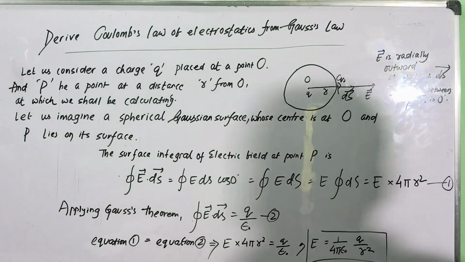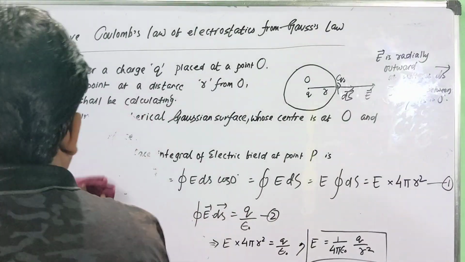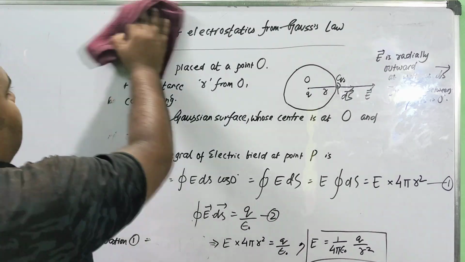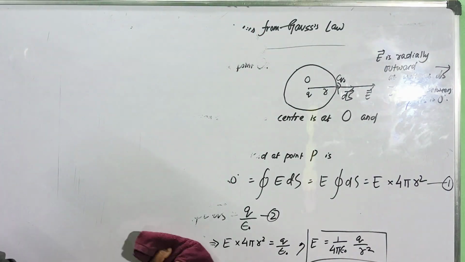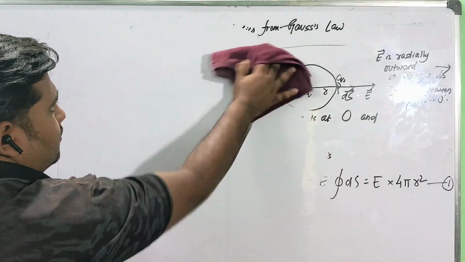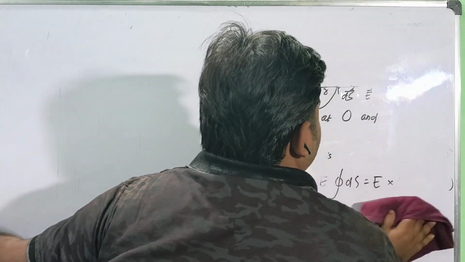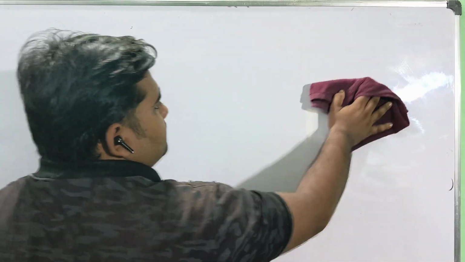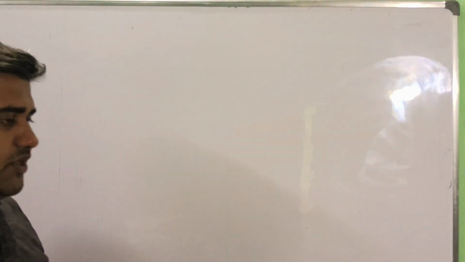Before jumping into another topic, I think I have missed something earlier: some information about flux. What can be the value of flux? Flux can be positive, flux can be negative, and flux can be zero, depending upon the situation.